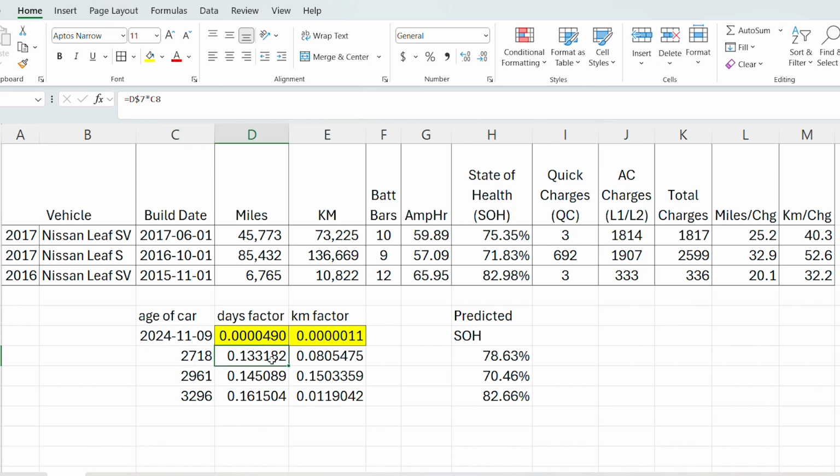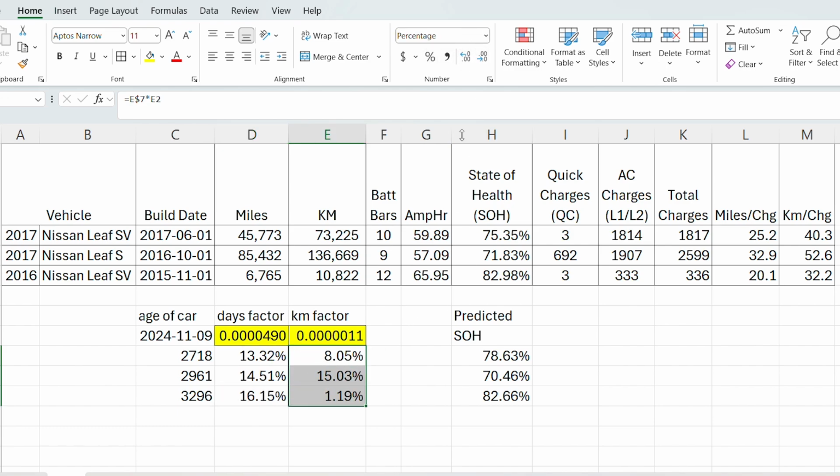So if we look at the number of days here, I've taken this formula, we've used the number of days multiplied by this days factor to come out to this number. So I'm saying that 13.3% of the loss of the battery is due to the age of the battery. In this case, I'm saying 14.5% and 16.1% of the battery loss is due to age. Then I should just change those to read as percentages so that it makes more sense. There we go. I'm going to do the same thing here.